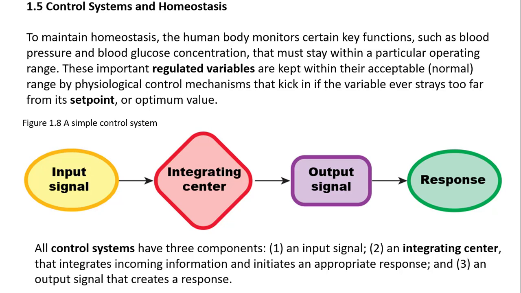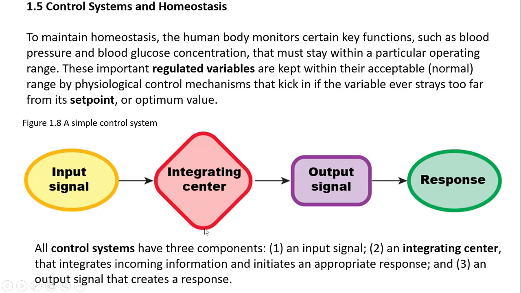These important regulated variables are kept within their acceptable or normal range by physiological control mechanisms that kick in if the variable ever strays too far from its set point or optimal value. So all control systems have three components. You have to have an input signal, you have to have an integrating center that integrates incoming information and initiates an appropriate response, and finally you need to have an output signal that creates a response.